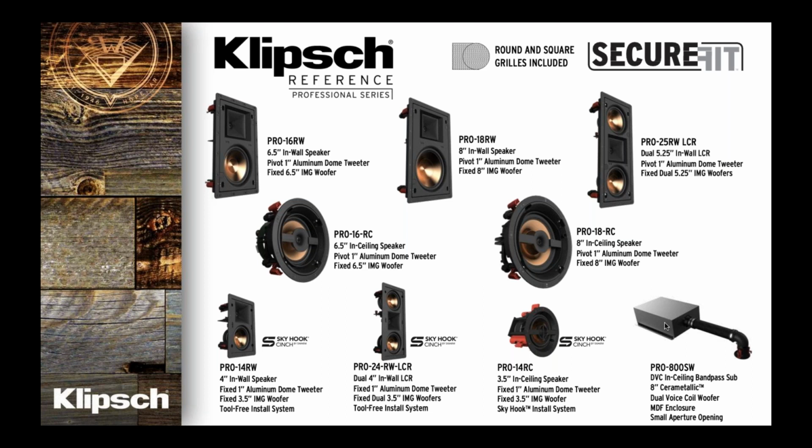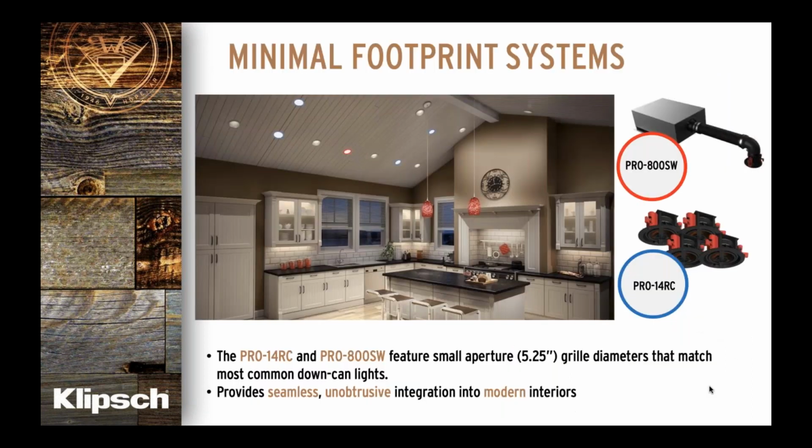Now in the Reference line, at the bottom, we have what we call minimal footprint, which are essentially in-ceiling and in-wall speakers that have smaller cutouts, take up less space, and are less of an eyesore. The nice feature about the Pro 14RC is that it's the same diameter as a traditional down can light, so you don't have misalignments or inconsistencies with the look in your ceiling. The Pro 14RC and even the cutout on our bandpass subwoofer, the Pro 800SW, are the same as a traditional down can light.